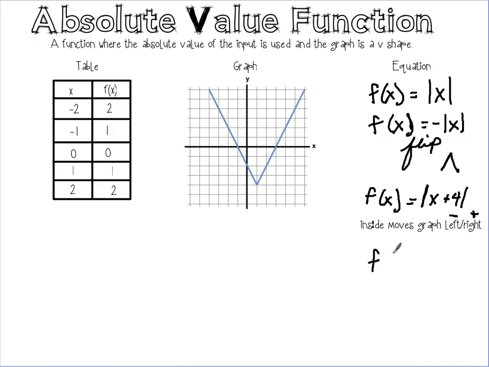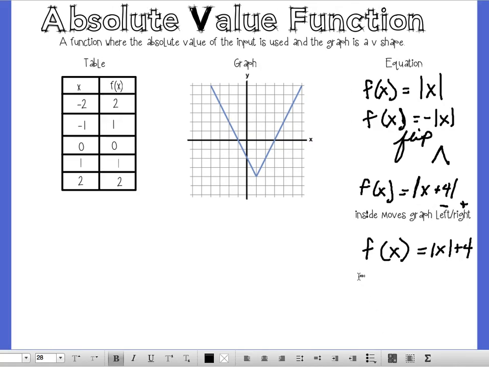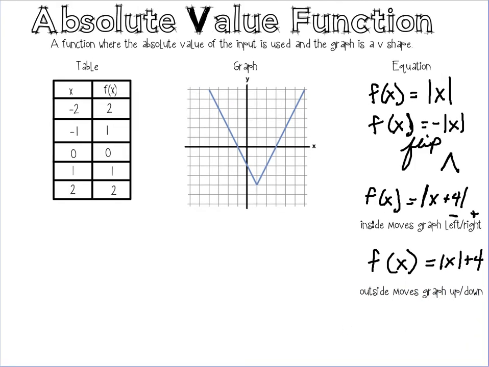What if I move that to the outside though? So let's say I do f of x equals, and I keep the x inside but add the 4 outside the absolute value. When it's outside, it moves the graph up and down. Okay, so outside moves graph up and down. And again, the positive or adding would move it up, subtracting or negative would move it down.